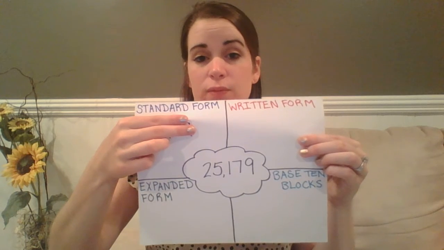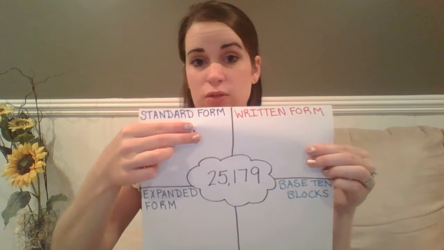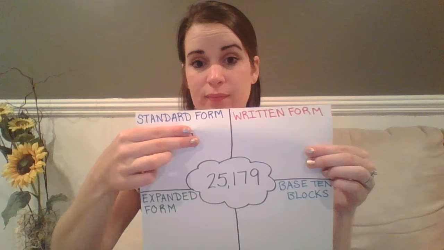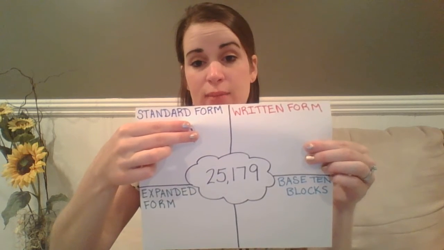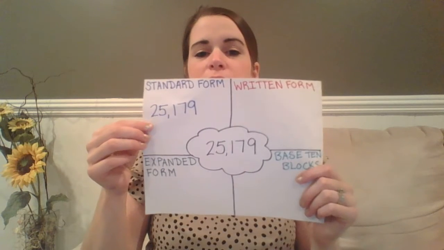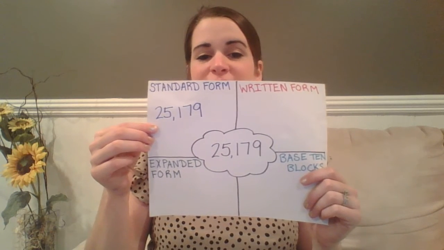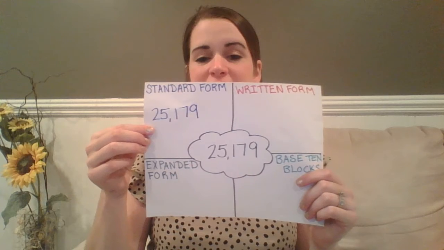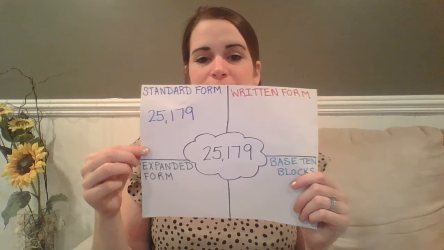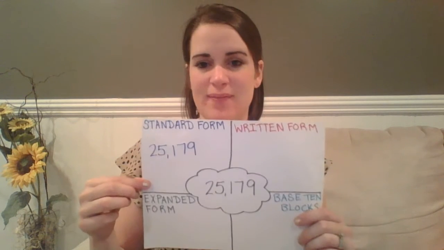When you write a number in standard form, you write it just the way you know numbers to be written. So you're going to write it just like the number in the bubble. Let me write that for you. I have 25,179. Looks just like the number in the bubble. That's standard form and the easiest way.